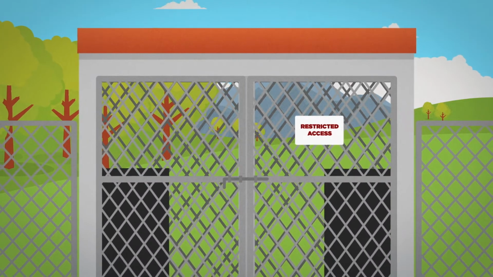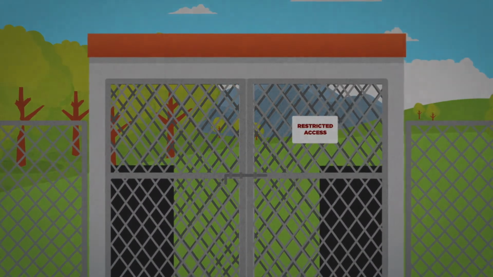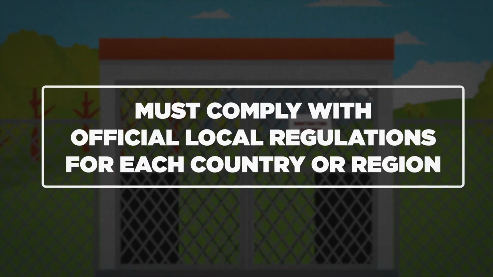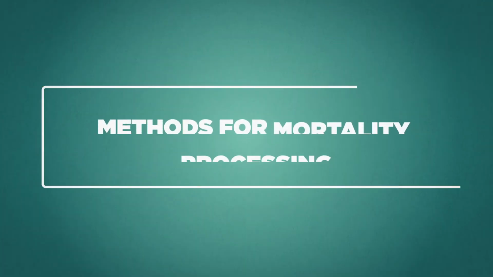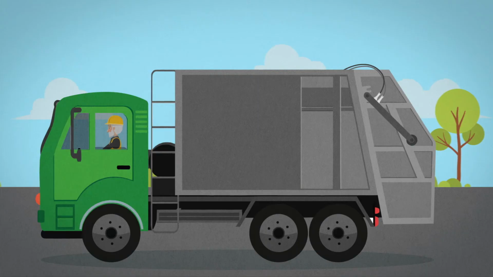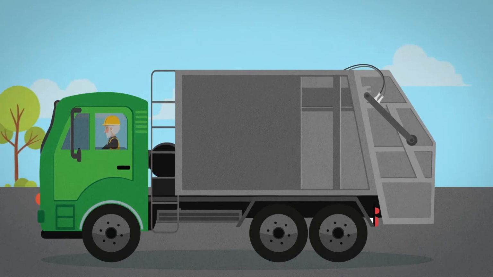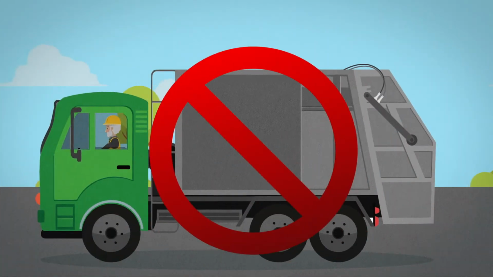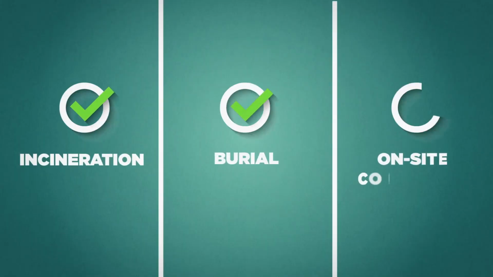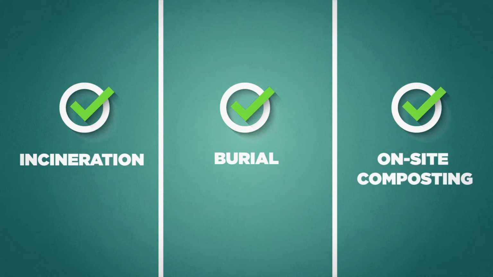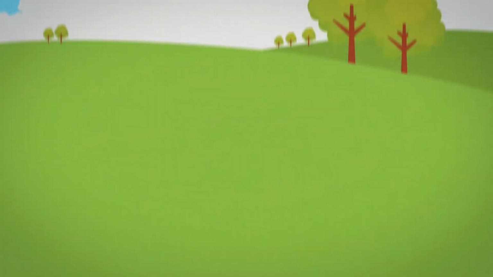The mortality processing method must be established by the farm manager and herd veterinarian in compliance with official local regulations for each country or region. There are different methods for mortality processing. Industrial recycling, rendering is prohibited in the PIC multiplication system due to the high biosecurity risk. Incineration, burial, and on-site composting are approved methods, providing they comply with local regulations.